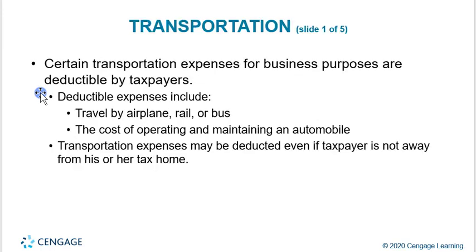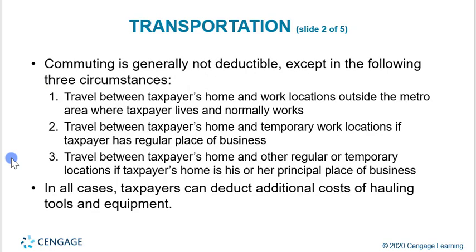And so certain transportation expenses for business purposes are deductible by taxpayers. So deductible expenses include travel by airplane, rail, or bus, the cost of operating and maintaining an automobile, and transportation expenses may be deducted even if a taxpayer is not away from his or her tax home. So commuting is generally not deductible.